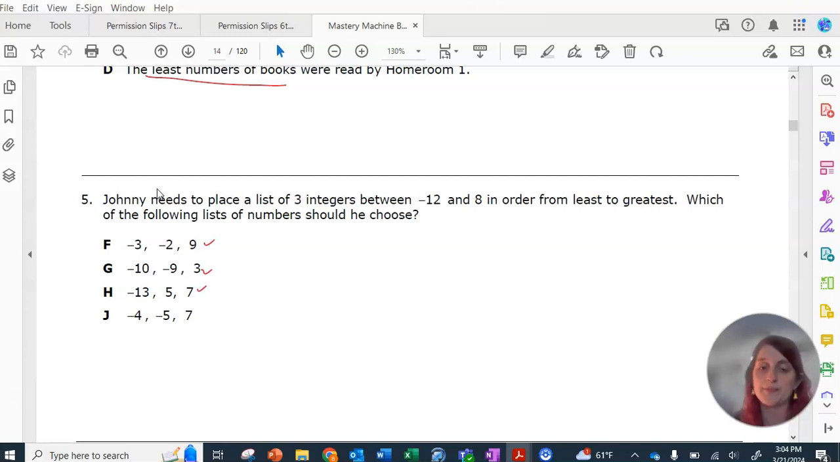Okay, here's our problem. It's not just asking you for one that is least to greatest. It also needs to only include the integers -12 up to 8. So if there are numbers that are outside that range, that can't be your list.